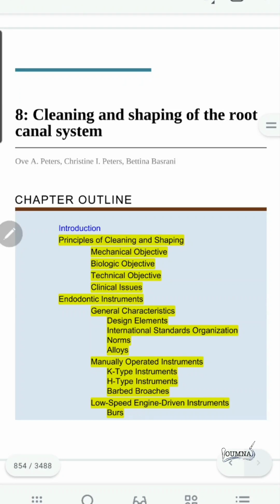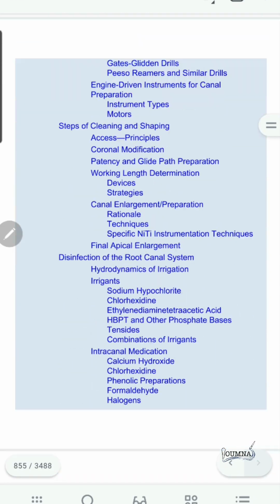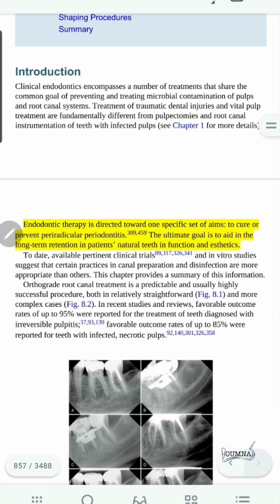Hello, today we will talk about cleaning and shaping of the root canal system. What is the purpose of doing the endo treatment? The ultimate goal is to aid in the long-term retention of patients' natural teeth in function and aesthetics.